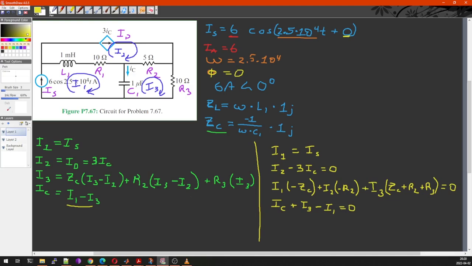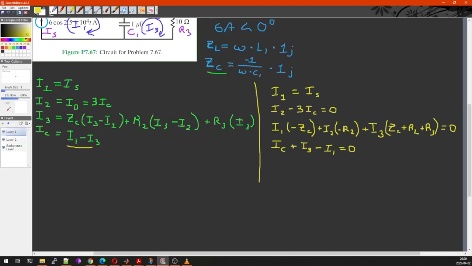Well, there's a million ways to solve this problem, but one of the ways is to just calculate I1, I2, and I3, and then you have your I1 and I3 here, and you can do a separate calculation to find IC. Or you can just throw IC into the mix of your linear equations and solve that all at once. And that's what I did, because it's easy, and I'm lazy.